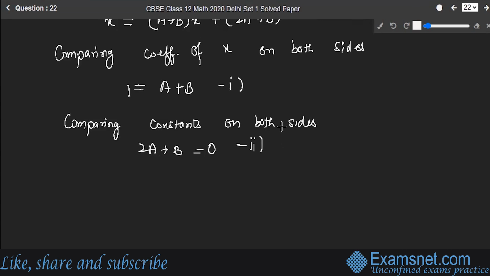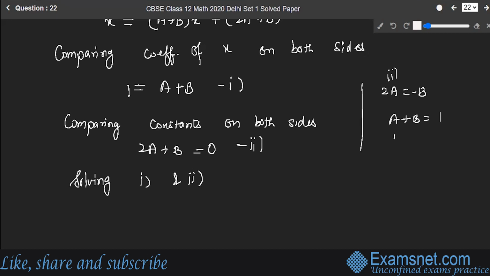Now solving 1 and 2 equations, solving 1 and 2, you will get, I'll solve it here. From here, I can say 2A is equal, from 2, okay? 2A is equal to minus B. If I fill in this equation, A plus B is equal to 1, or A plus, minus 2A, sorry.